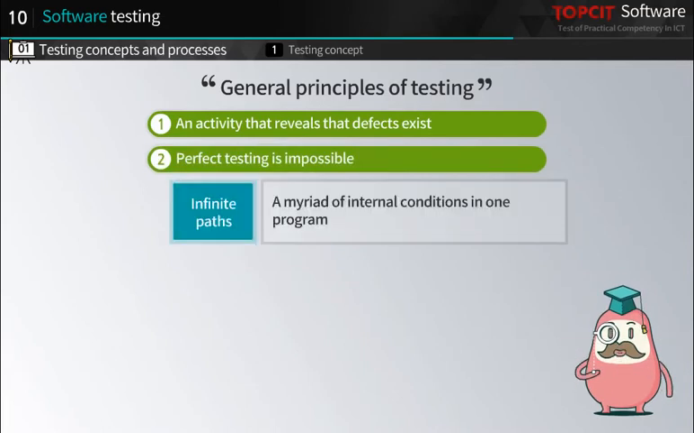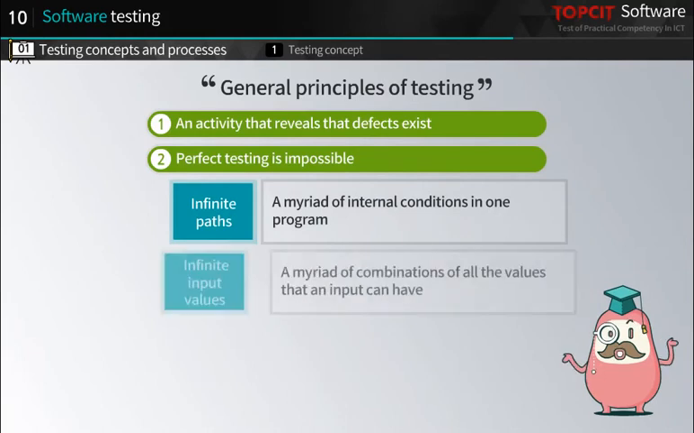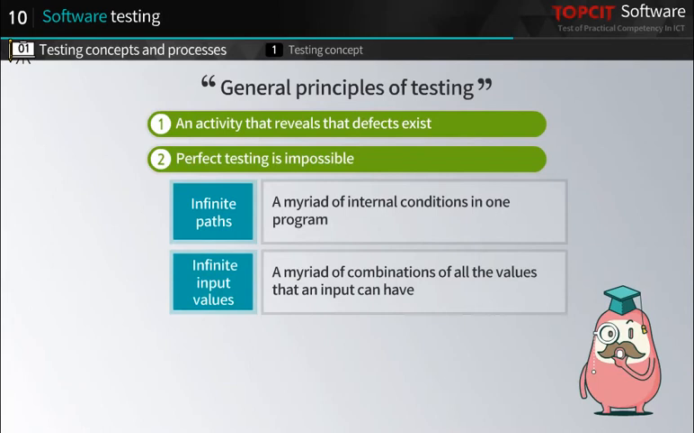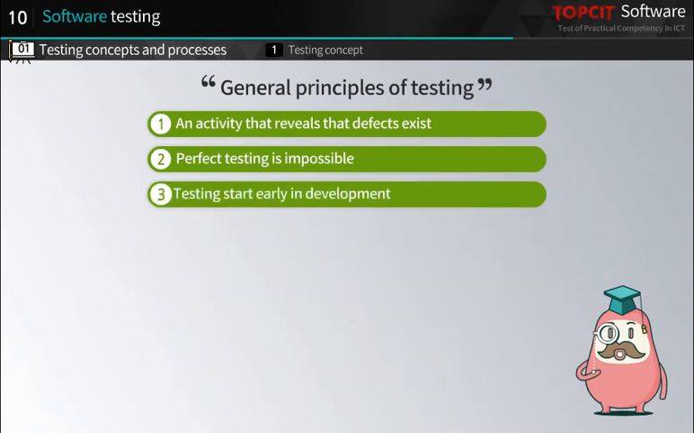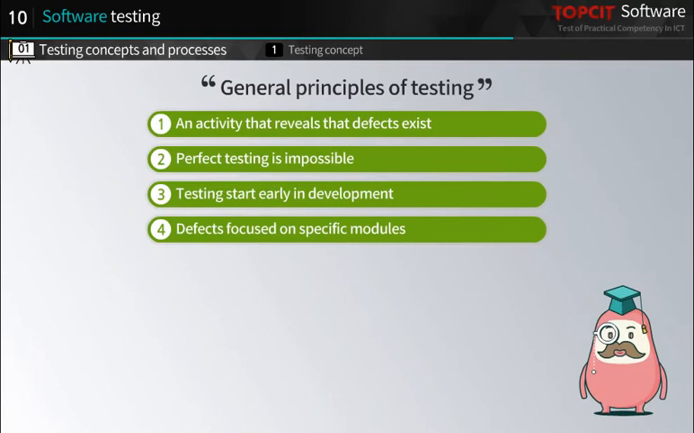This is because there are a myriad of internal conditions in one program, combinations of all the values that an input can have, and also combinations of GUI event sequences. Third, testing should start early in development as much as possible. Fourth, defects are focused on specific modules.